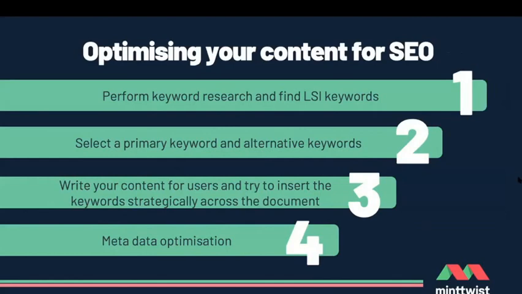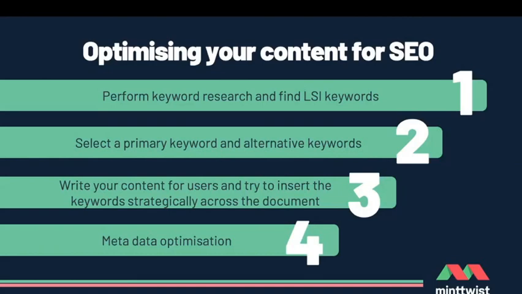So, optimizing your content for SEO. These are the first basic 4 steps that we would take to achieve this. So in terms of performing keyword research, we're going to touch on that a little bit more later on in the presentation, so I won't go into that now, but that's essentially the process of how we find the keyword for that page. What are the factors that we consider when we're selecting that keyword, and the tools we use for that.